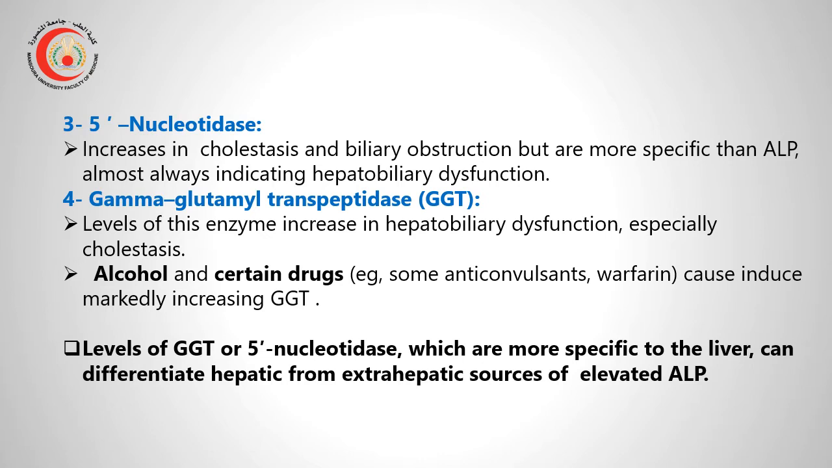Gamma-glutamyl transpeptidase: this enzyme increases in hepatobiliary dysfunction, especially cholestasis. However, alcohol and certain drugs can cause a marked increase in gamma-glutamyl transpeptidase. So we can conclude that levels of gamma-glutamyl transpeptidase or 5-nucleotidase, which are more specific to the liver, can differentiate hepatic from extrahepatic sources of elevated alkaline phosphatase.